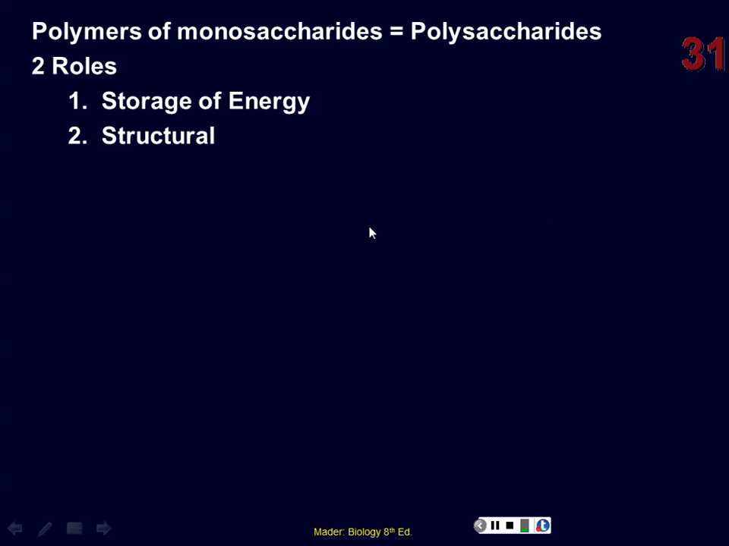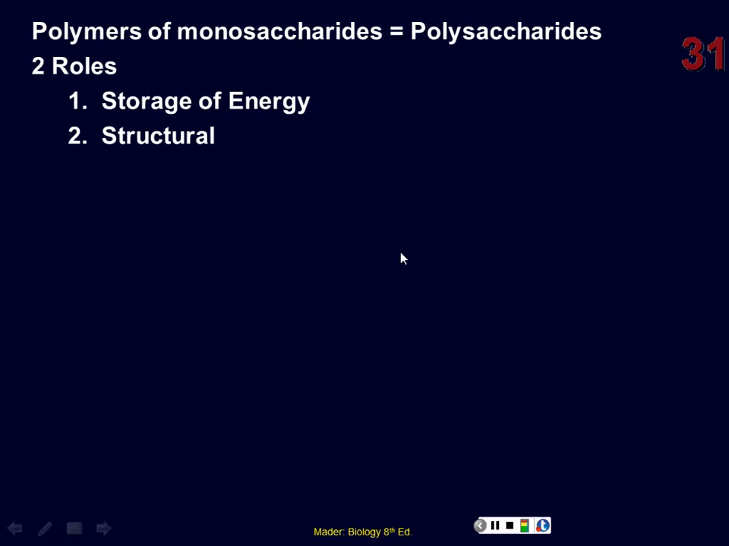When you have lots of monosaccharides bonded together, we call it a polysaccharide. Poly means many. Some of these polysaccharides are used for energy, but there's also a whole group of them that's used to make the structure of some organisms. Some organisms produce these polysaccharides as part of their structure.